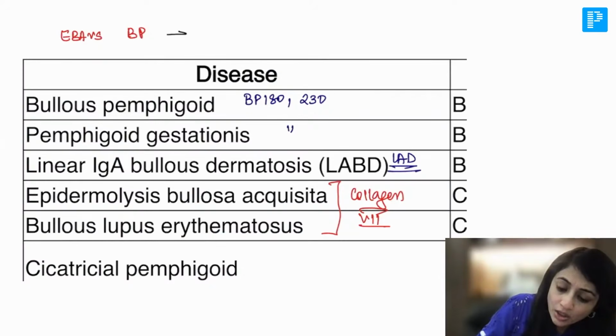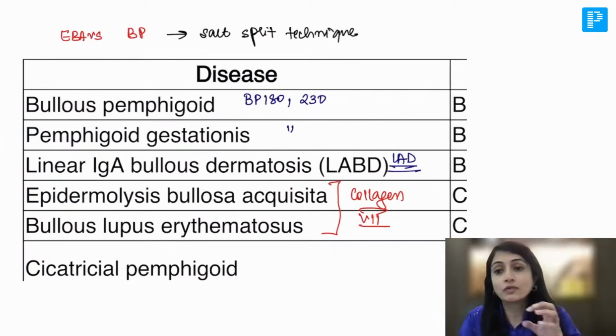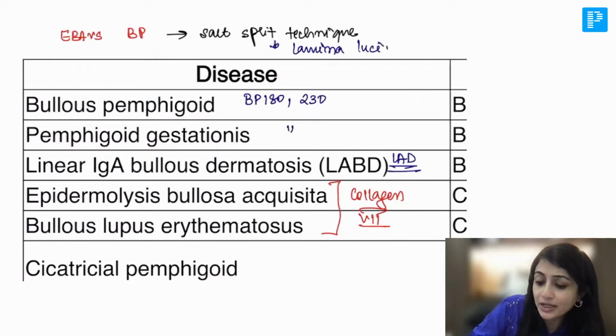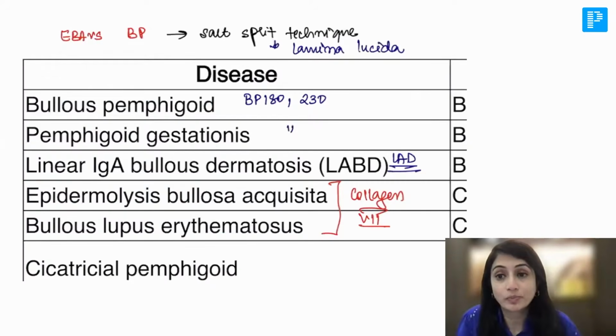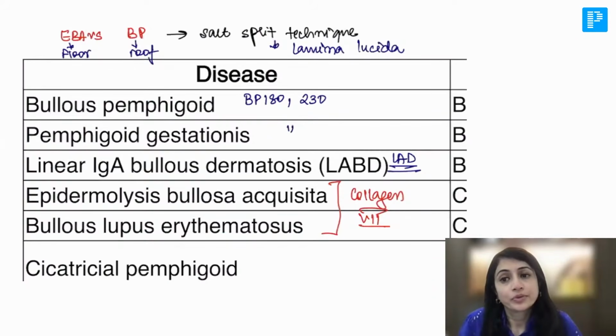You do a salt split technique. What is a salt split technique? You take the sample and put it in 1 molar NaCl. There is a split which happens at the lamina lucida, because that is the weakest layer of the dermoepidermal junction. If the fluorescence happens at the roof of the bulla, it is BP. If it is happening at the floor, it is EBA.